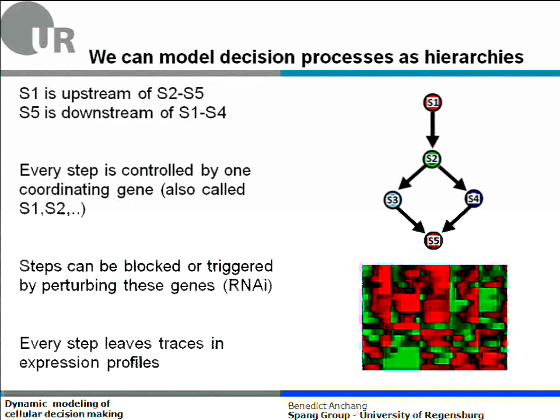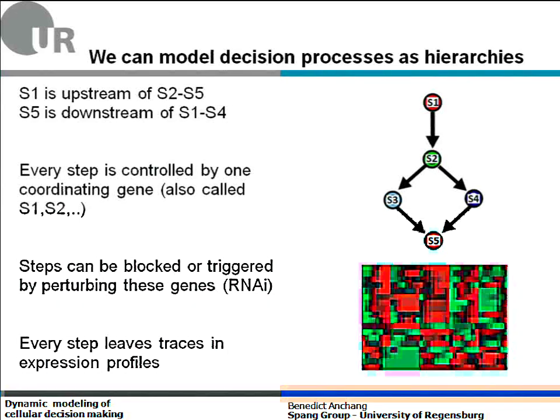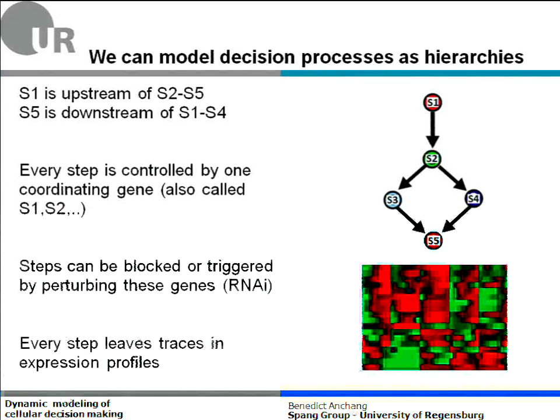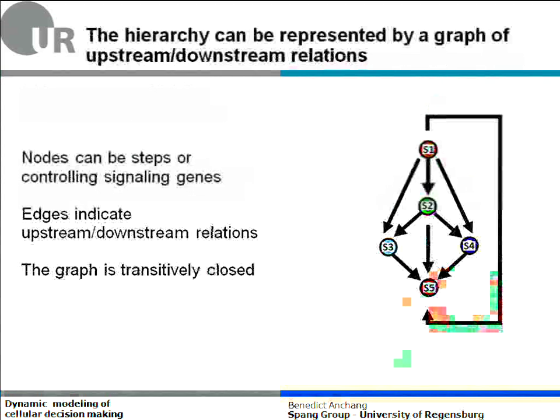We intervene in the cell, and we look at what happens downstream at its target genes. And based on these expression changes, we are able to reconstruct the hierarchy. So formally, we can represent hierarchies as graphs, whereby the nodes are steps or genes controlling the various steps, and the edges indicate upstream-downstream relationships. With respect to these relationships, we expect the graph to be transitively closed, since if S1 is upstream of S2 and S2 is upstream of S3, then by definition, S1 is upstream of S3.